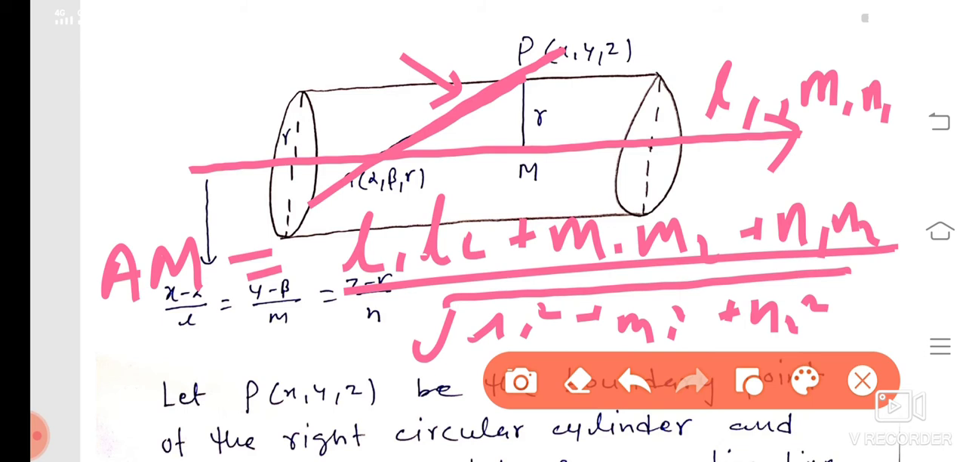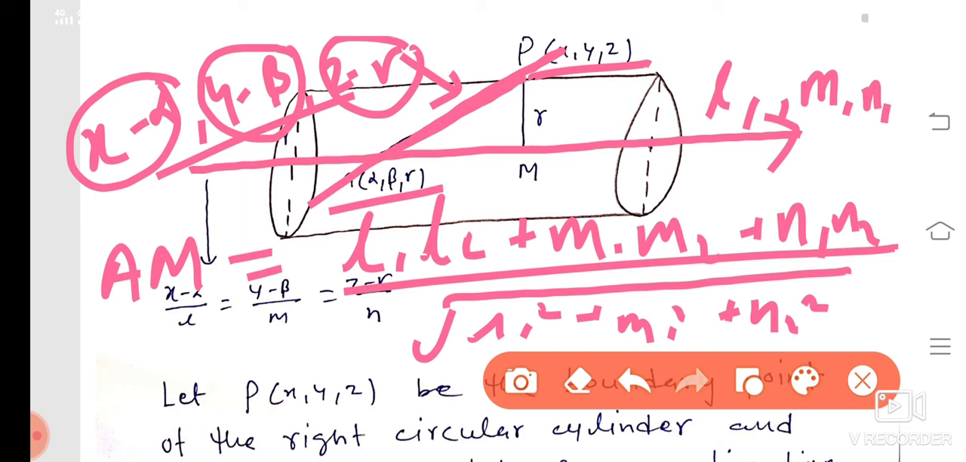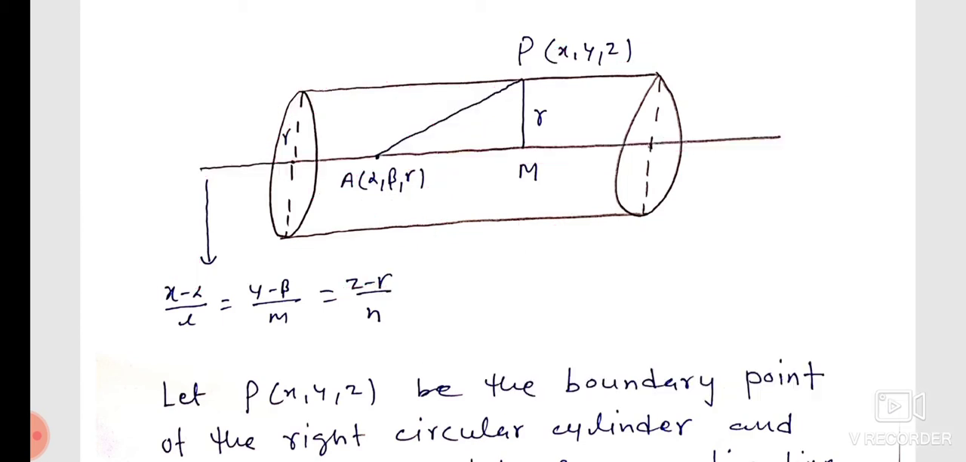At this time, the coordinates of point P are (x, y, z), and the coordinates of point A are (alpha, beta, gamma). So its direction ratios will be x minus alpha, y minus beta, z minus gamma. So we can use L2 as x minus alpha, M2 as y minus beta, and N2 as z minus gamma. And the direction cosines of the axis of the cylinder are already given as L, M, N. So by these we can write AM in an easy way.